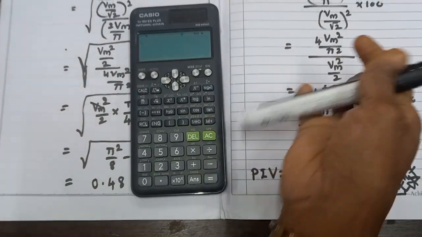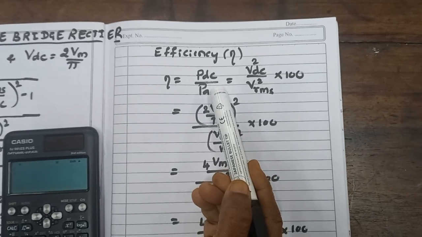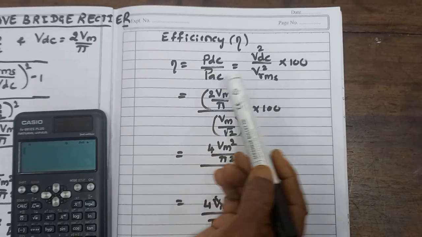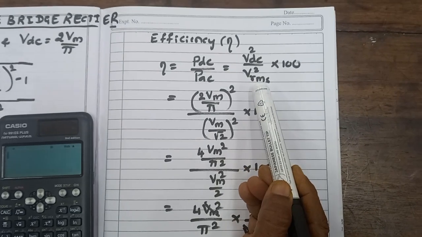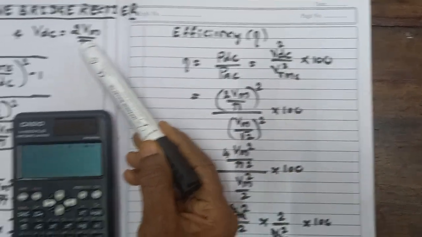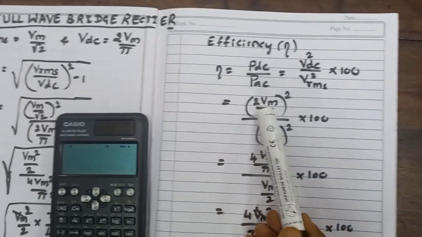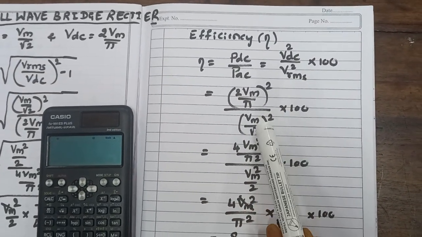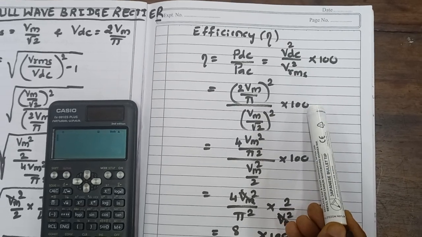Now we will calculate the efficiency. Efficiency is the ratio of DC power to AC power. In terms of voltage, it is VDC square by VRMS square into 100. The value of VDC, just now I told, is 2 Vm by pi. So substitute here 2 Vm by pi whole square. The value of VRMS is Vm by root 2 whole square into 100.